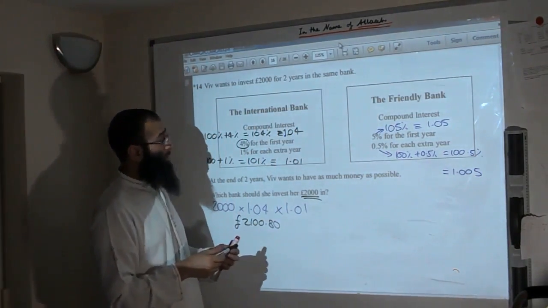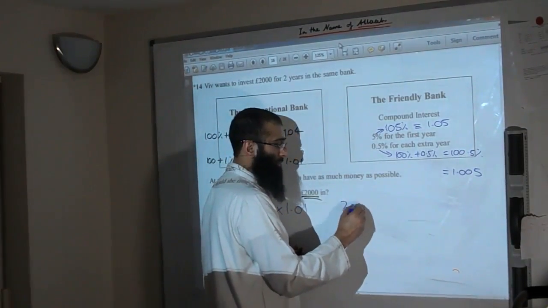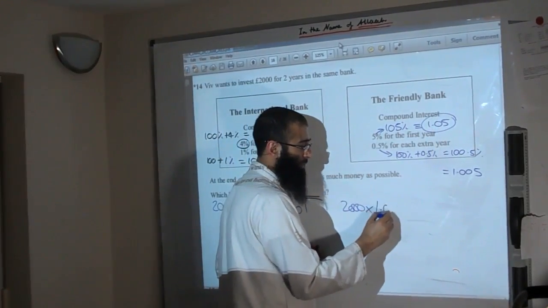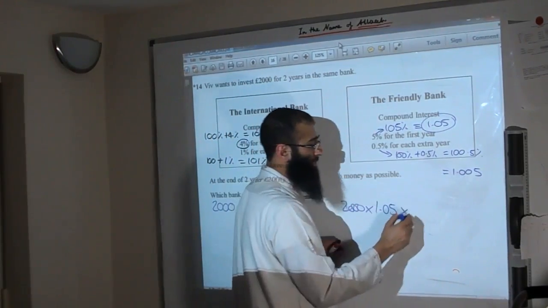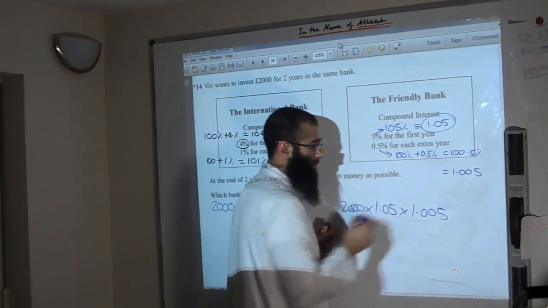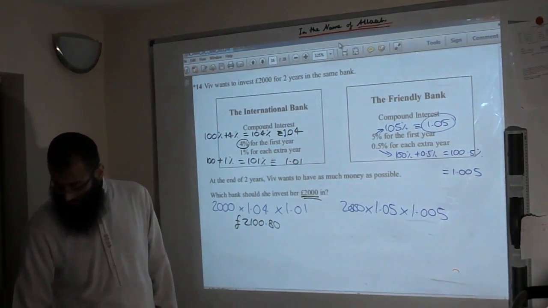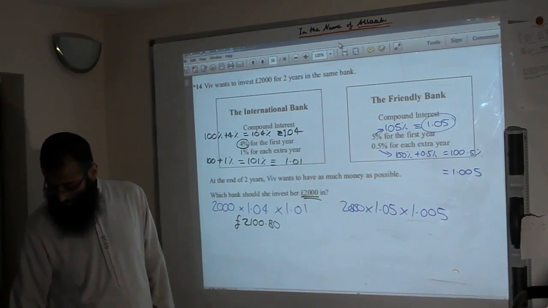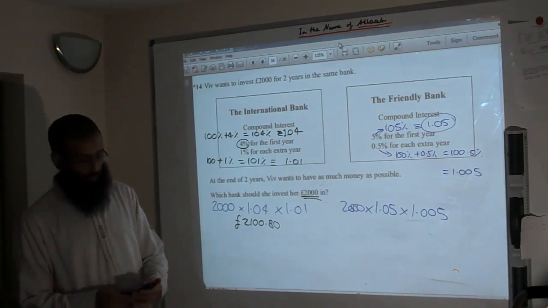So, okay, we start off with the same £2,000. In the first year, it's going to go up by 5%, which is represented by that. In the next year, all of this money is going to go up by 0.5%. Okay, so let's put that into our calculators. 2,000 times by 1.05 times by 1.005 equals 2110.5. Is that right? Yeah.